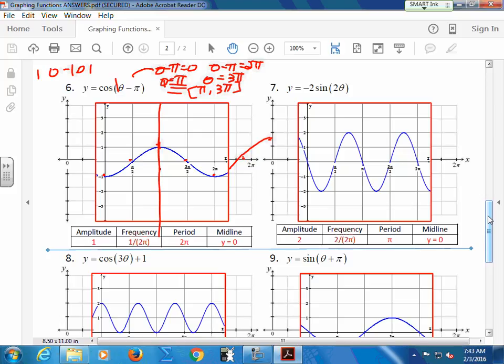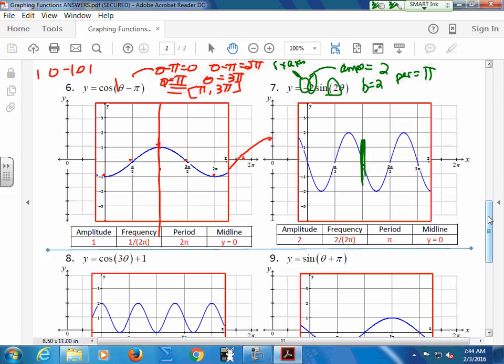Okay, how about this guy? We've got a couple of things going on. We have an amplitude change. What does this negative do? What is our amplitude? 2. It's always absolute value. What does this negative do? Reflect over the x-axis. And what does this 2 mean to me? Frequency. So if my frequency is 2, what's my period? Pi. So now, every pi, I need to complete one full cycle.